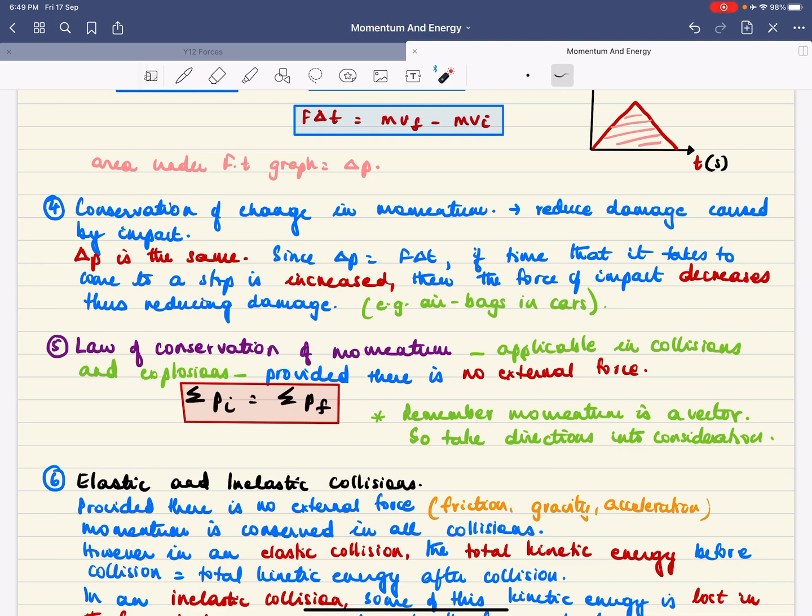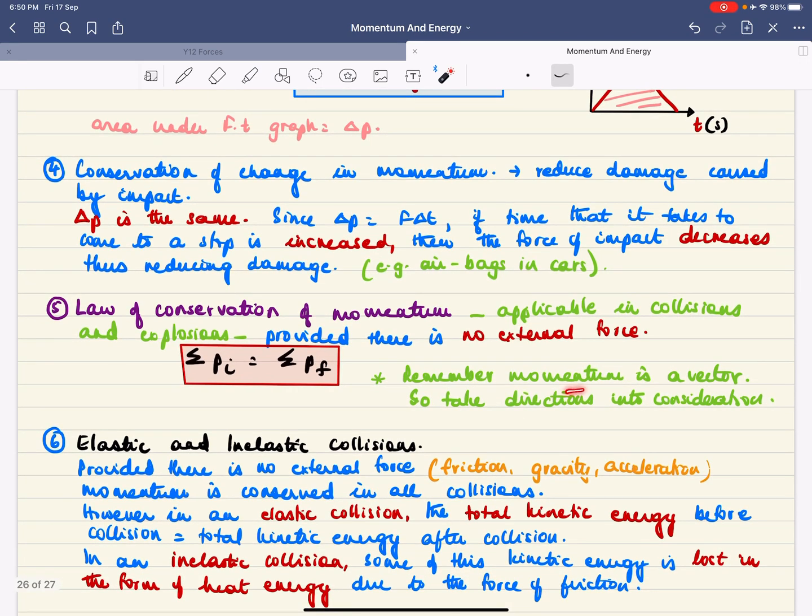And so how do you apply this? The sum of the initial momentum equals the sum of the final momentum. This sigma is a Greek letter which means total. It's quite nice if you draw a diagram to solve these problems. And again, remember, momentum is a vector, so take directions into consideration.